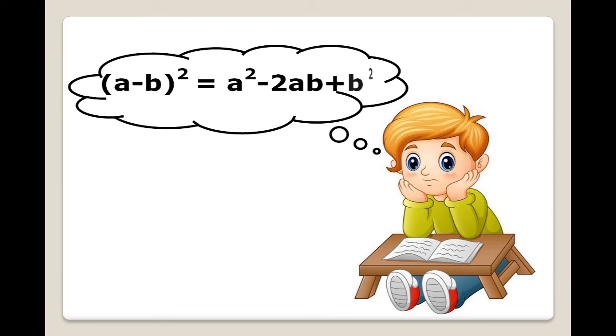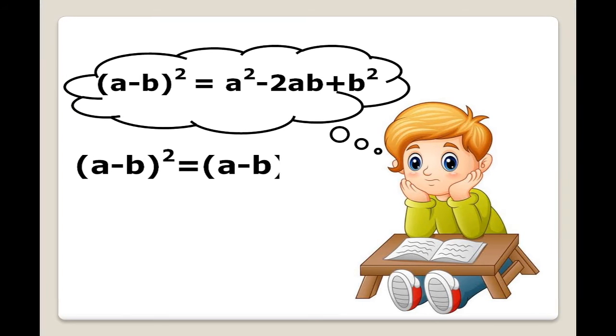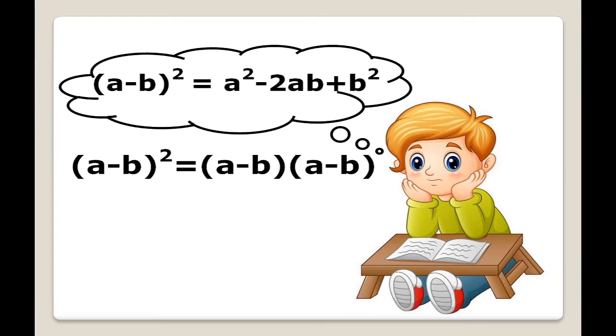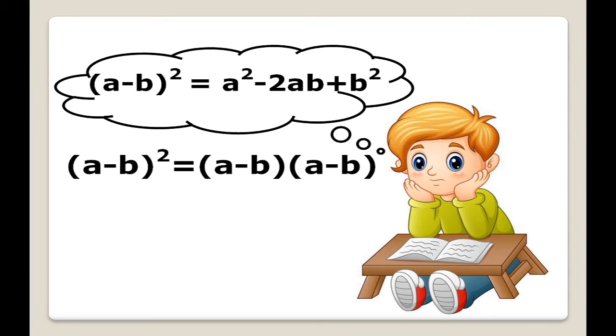A binomial number equals a perfect trinomial. Why is this so? Today we are going to learn the second identity.